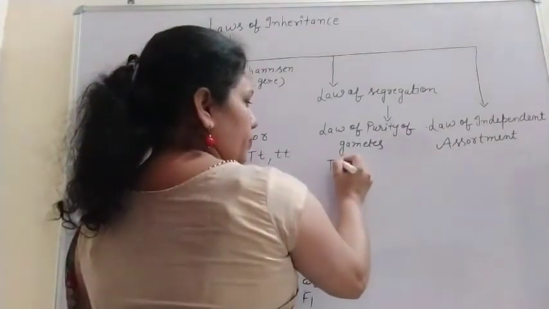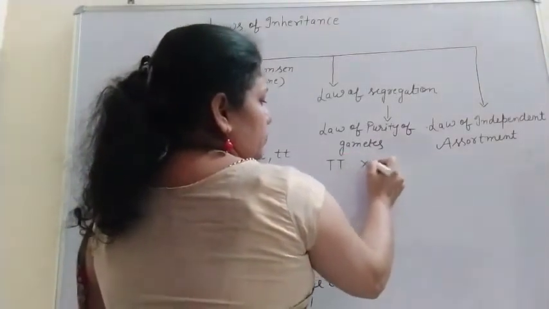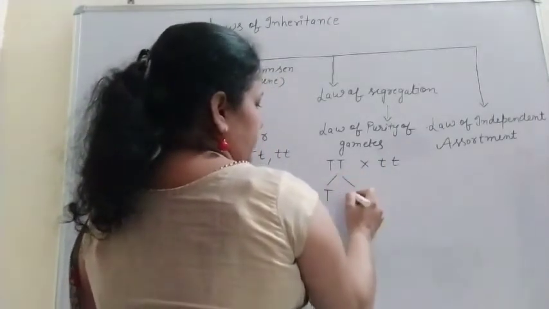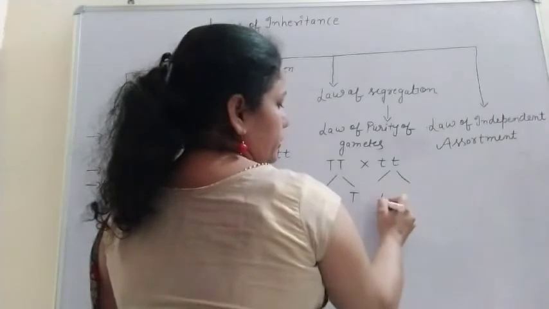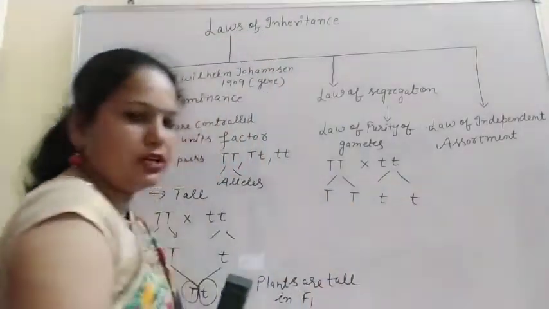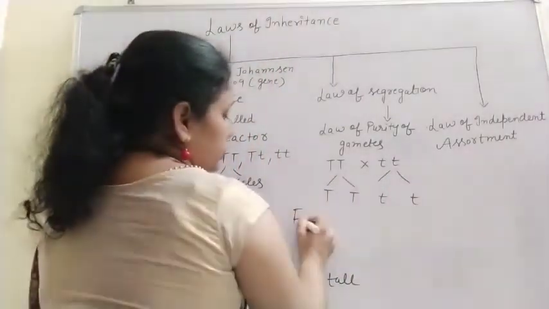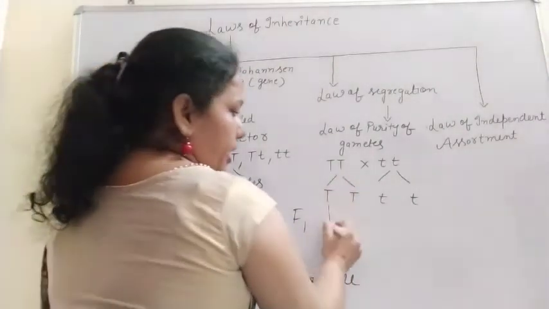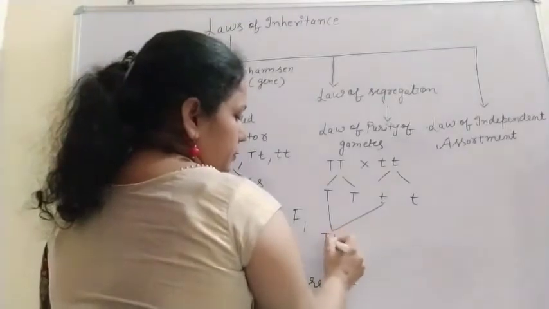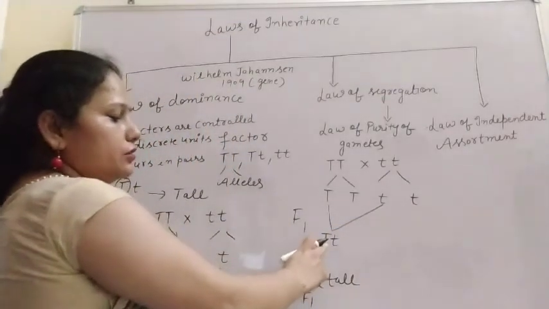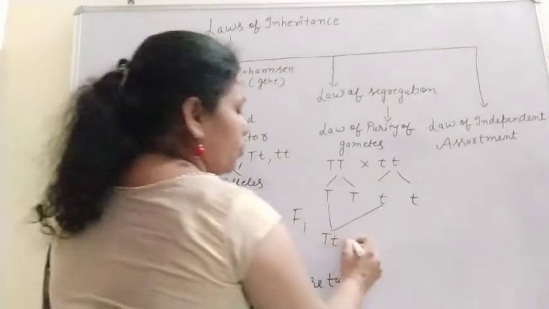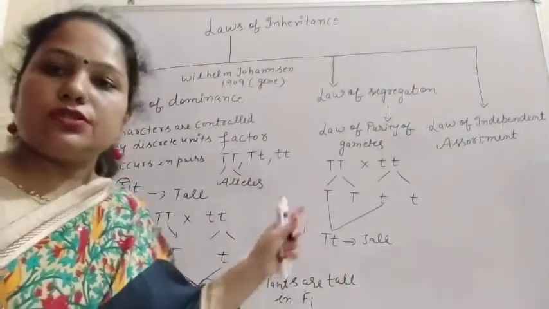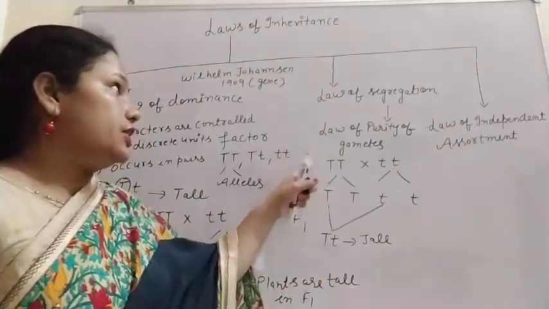Suppose tall plant is here and the dwarf plant. So when the gamete is formed, both are separated. Here also during the gamete formation, both are separated. And in F1 generation, these gametes are pure here. There is no blending, and they combine. And what is formed here? The plant, and that plant is tall. Means there is no blending. So this is known as the law of segregation.